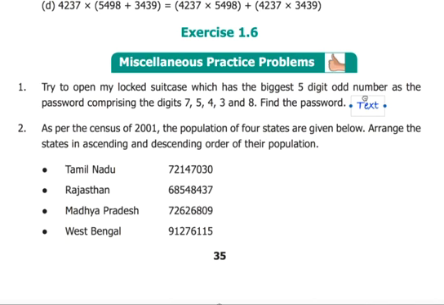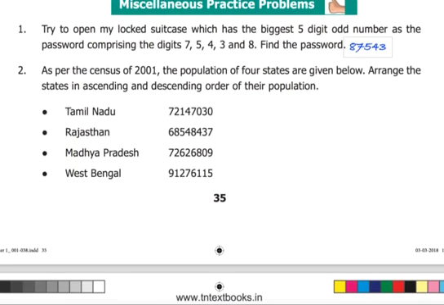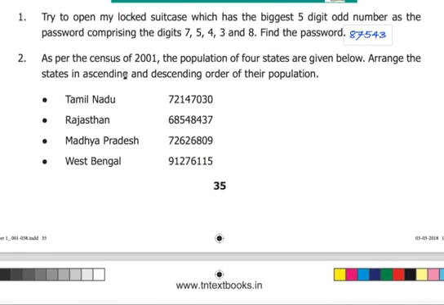Okay, a 5-digit odd number, but biggest, means 8 has to come first, thereafter 7. Then 5, then 4, then 3. That is the password. 8 is the biggest digit, thereafter 7, then 5, then 4 and 3. This is also odd. Okay, 3 at the end means odd number. An even number at the end makes it even, an odd number at the end makes it odd.